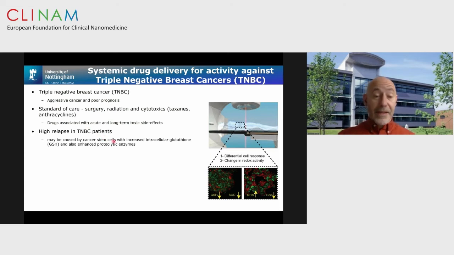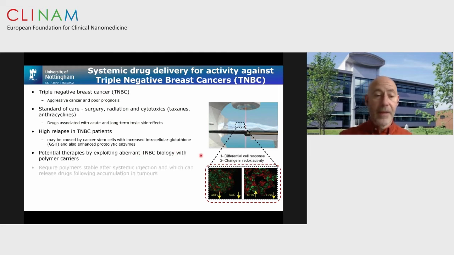There's also high relapse in TNBC patients. And this may be one of the ways in which one can address this, because there is increasing evidence now, and this has been mentioned in previous talks, about changes in redox species. It may be that some cancer stem cells in triple-negative breast cancers have a change in the intracellular homeostasis and materials, particularly peptides such as glutathione, but also some enhanced proteolytic enzymes. And certainly, when you're looking at patients who've had radiotherapy, there are a variety of changes which take place as a result of radiotherapy.